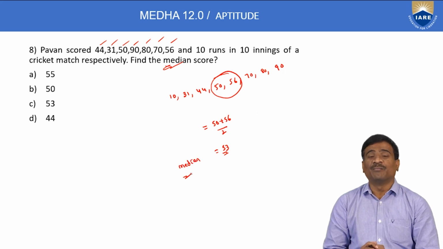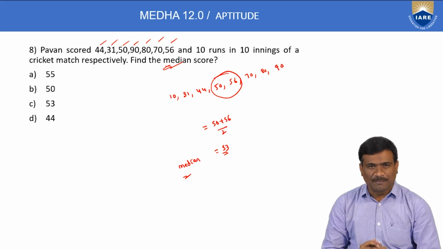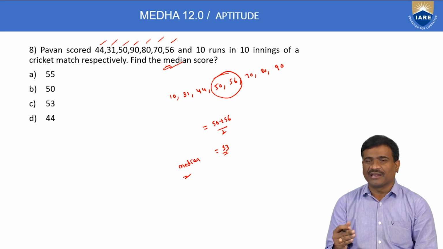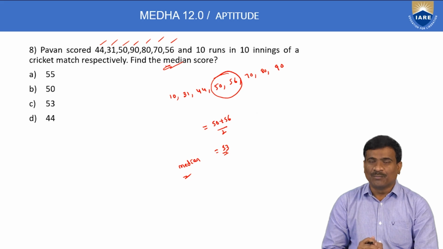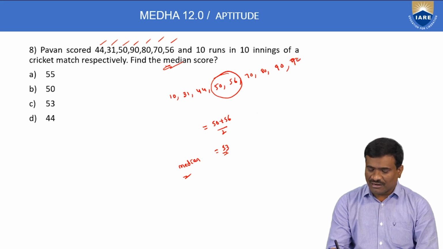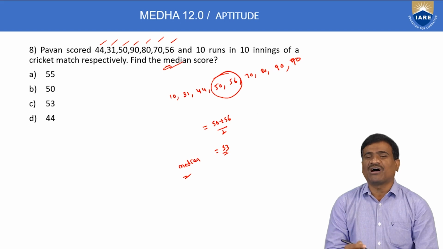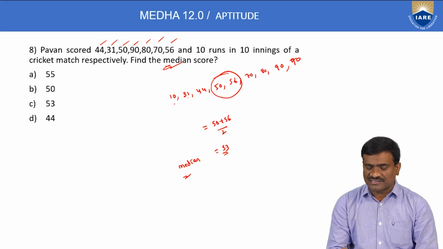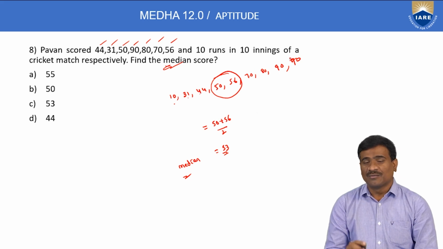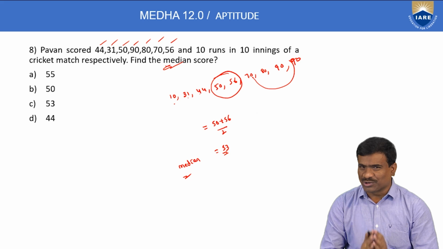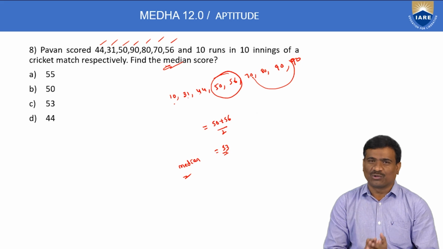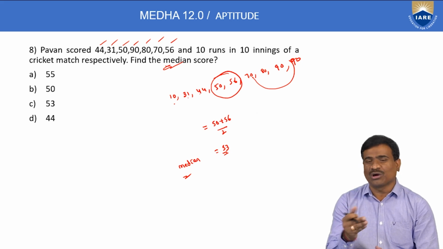Next, also calculate the mean. Mean is equal to the sum of n numbers divided by the number of numbers. Mode means repetition of numbers. Example: 10, 31, 44, 50, 56, 70, 80, 90, 70. The most repeated number is 70. Mode is not always unique. Also calculate the relation between mean, median and mode. Using that formula, you can calculate the mode again.